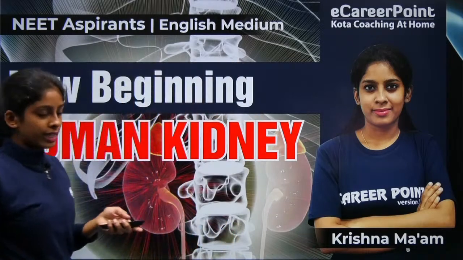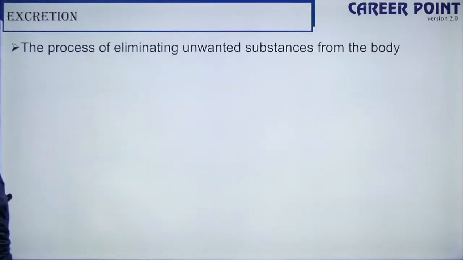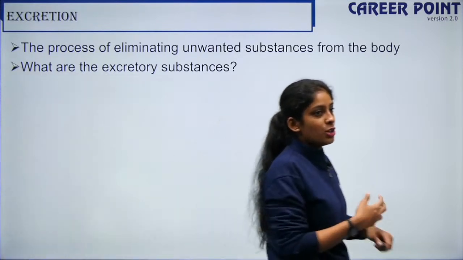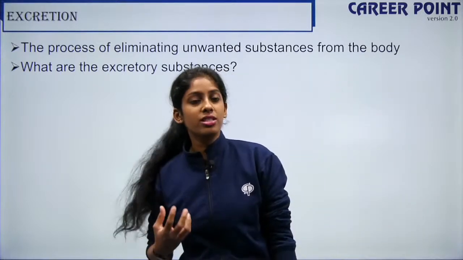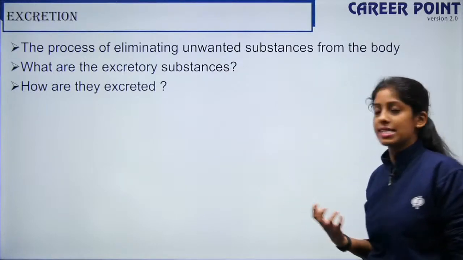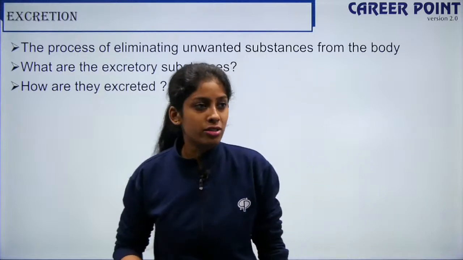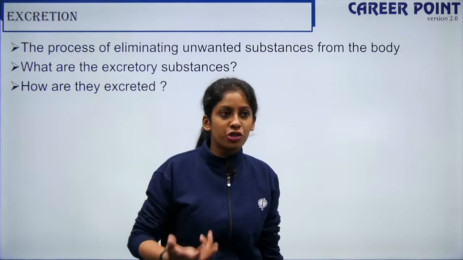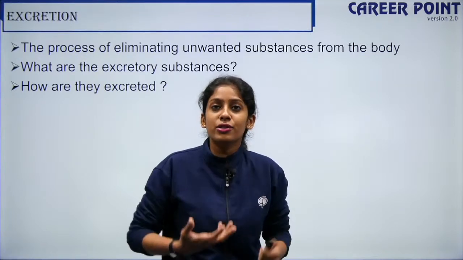So here we move to the human kidney. First let's talk about excretion and then we'll move further. The process of eliminating unwanted substances from the body is excretion. But what are the excretory substances? We urinate every day, but what do we excrete in the urine? And how are they excreted? What are the supporting structures? For example, we have kidneys in humans. How about in other animals? Do dogs also have kidneys? How about fishes, how do they excrete? How about birds? How about elephants? How do they excrete?